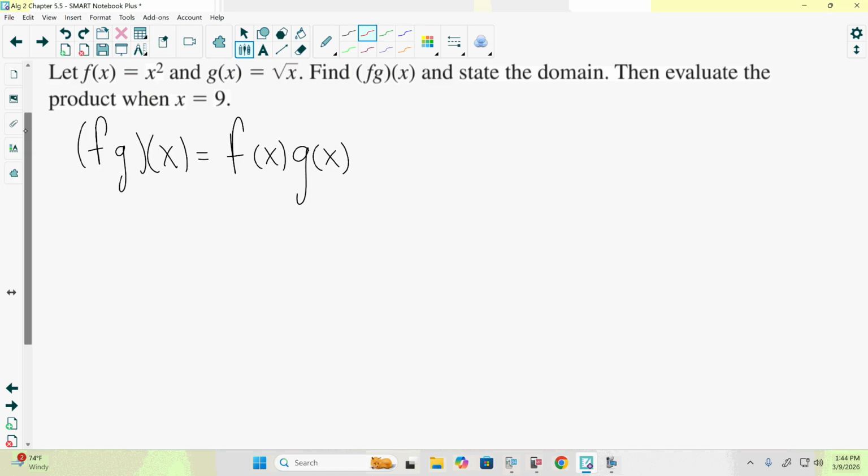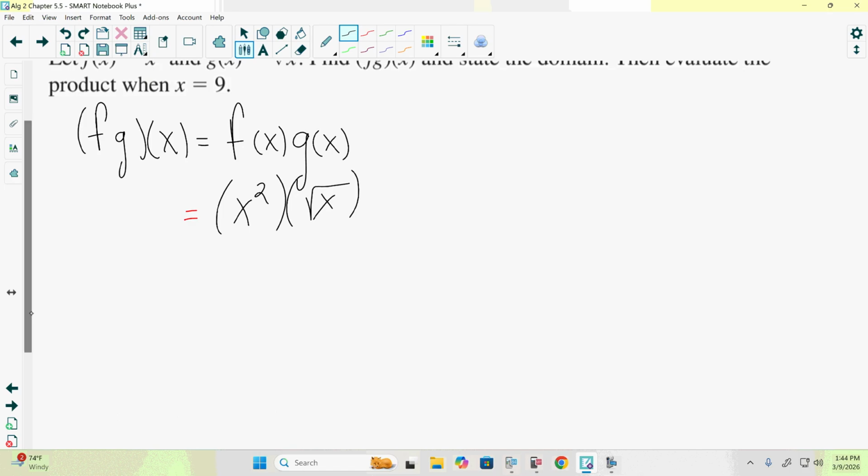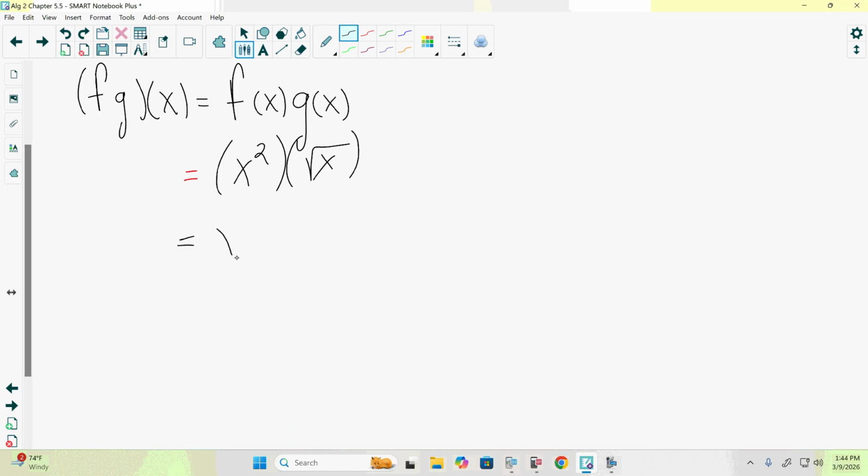Now, when we multiply this together, we'll replace f of x with its function, which is x squared. G of x is the square root of x. We're multiplying x squared and the square root of x together, which is x squared times the square root of x.